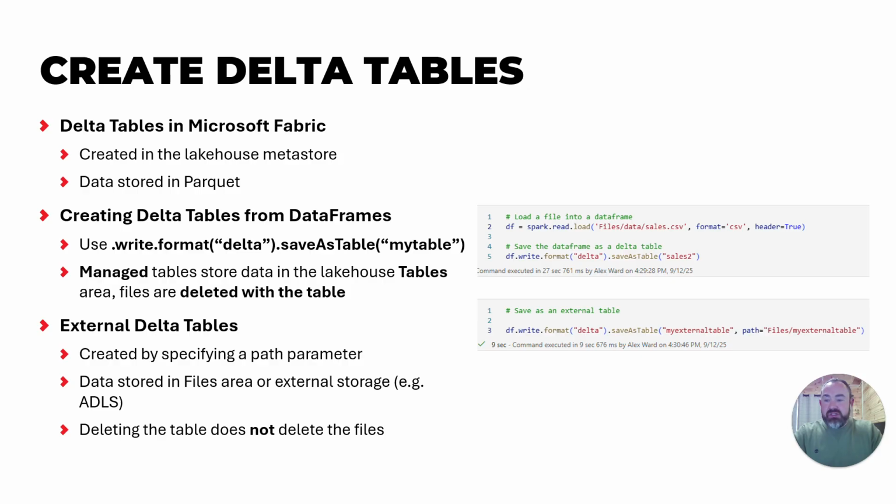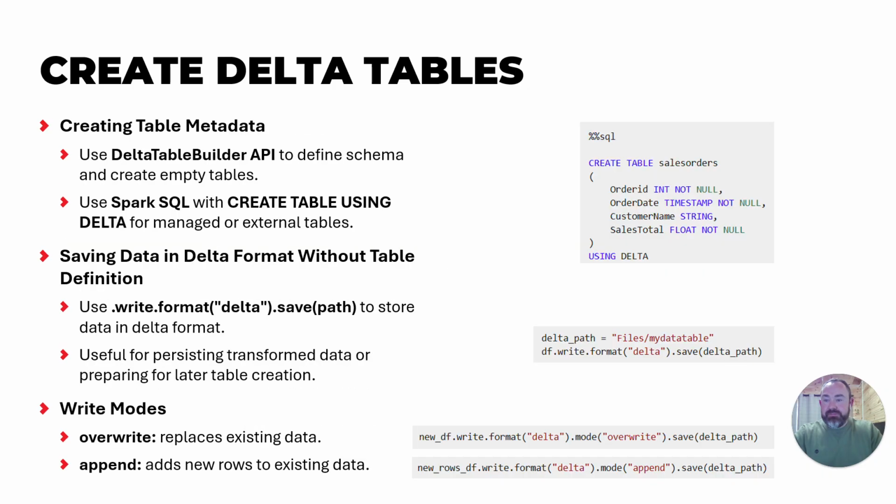External Delta tables are created by specifying a path parameter. Data is stored in the files area or external storage, and deleting the table does not delete the files. When we create table metadata, we use Delta Table Builder, the API, to define schema and create empty tables. And we can use Spark SQL with CREATE TABLE USING DELTA for managed or external tables.